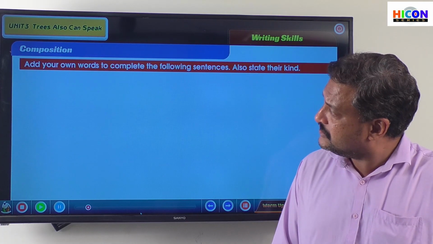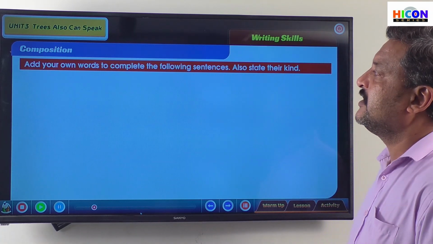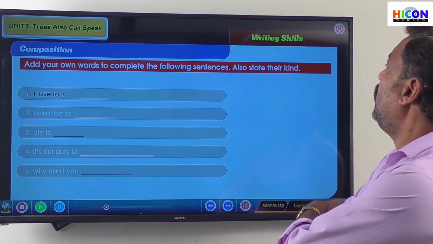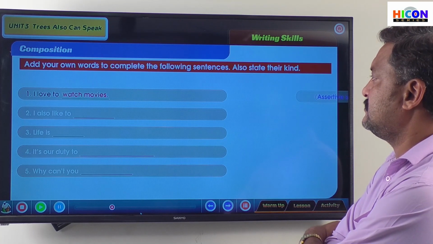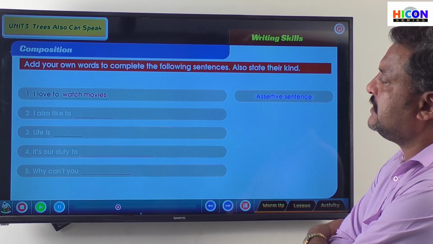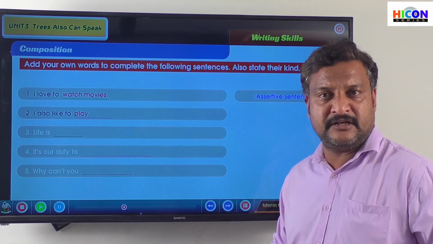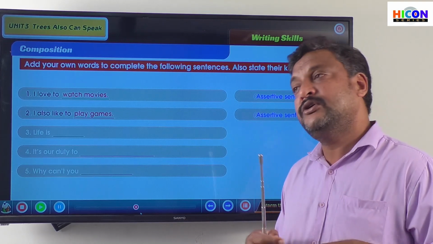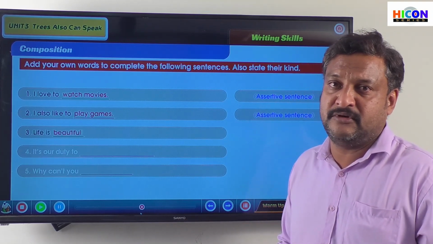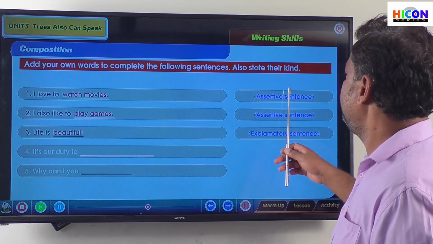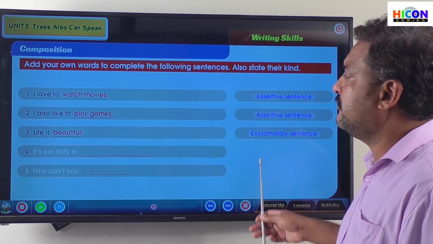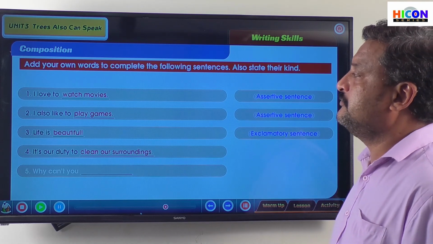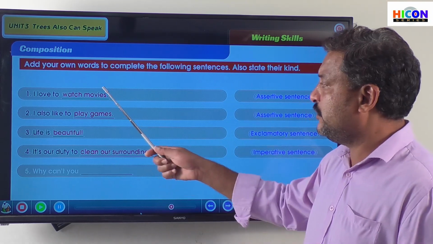Writing skills, so it's composition again. Add your own words to complete the following sentences, also say their types. So only half of the sentences are actually given here, and we will complete them based on what we think about it. Okay, you can write your own, no problem with that. And here, as we mentioned, what kind of a sentence is that also? Fine. So the first one, I love to watch movies.